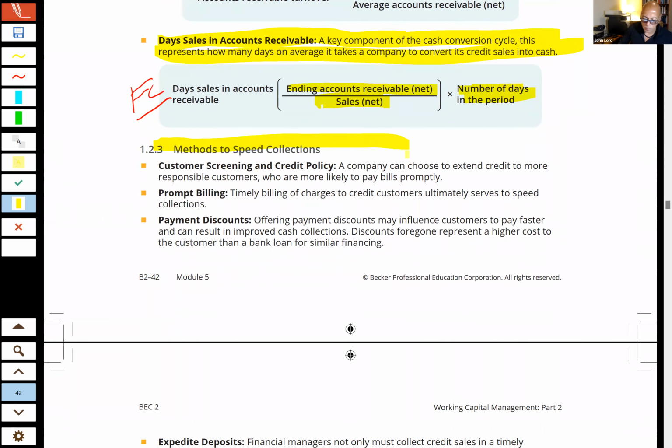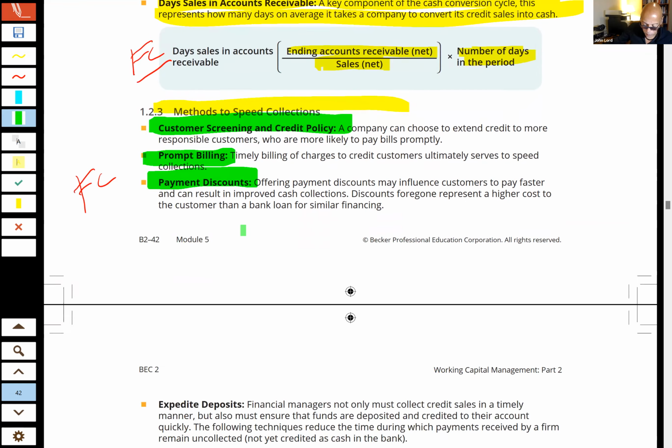are methods to speed collections. Okay, and we're going to just go quickly at a high level here. Customer screening and credit policy. If you make sure your customers have good credit, you're more likely to be able to collect on them, right? Prompt billing. They don't know to pay you unless you give them a bill, right? Payment discounts, again, offering a discount that will get them to pay you more quickly.